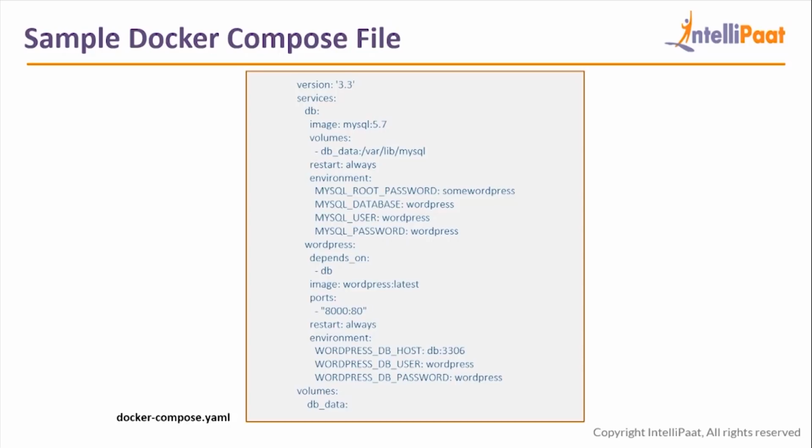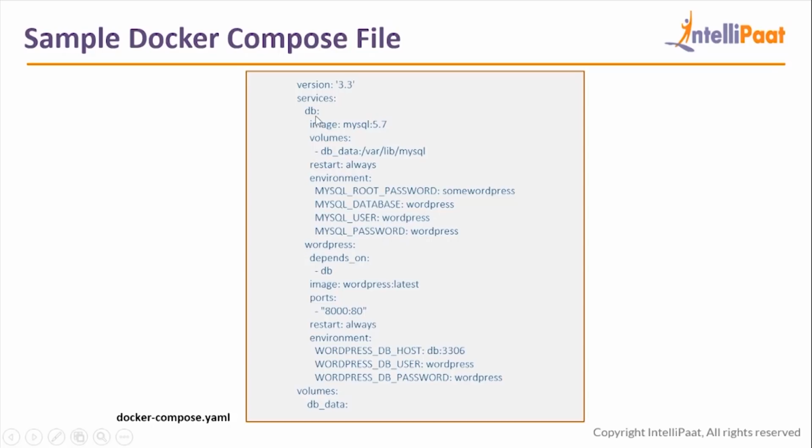Now this Docker Compose file has actually been written in YAML. So if I were to take you through it, the version of the Docker Compose file is version 3.3, and there are basically two kinds of containers that we are launching. The first kind of container is the DB container, and the second type of container is the WordPress container.